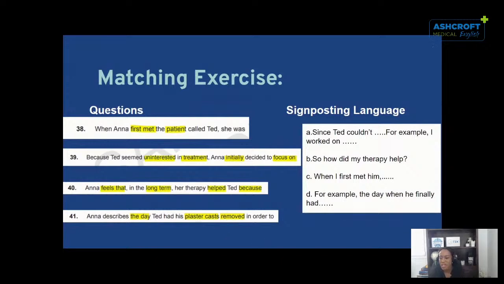I'll give you a moment to work that out. Now, what you will also find useful is maybe looking at keywords that are highlighted. That can help too.